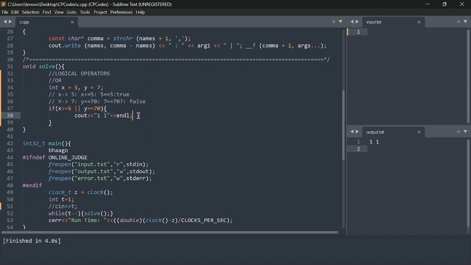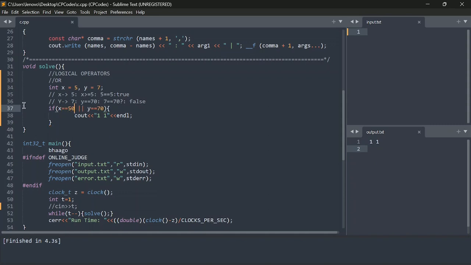So what do you expect? I expect that my block will be executed, because at least one condition is true. Even here you can see that our code got executed. But what if I make both the conditions false?